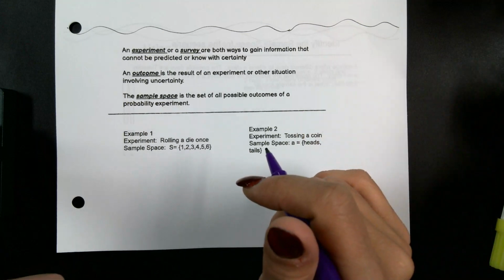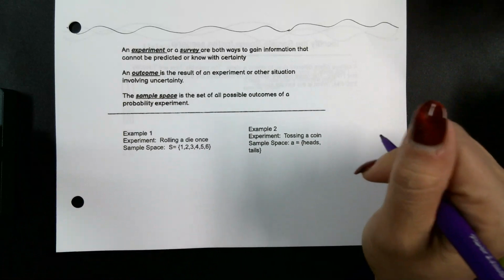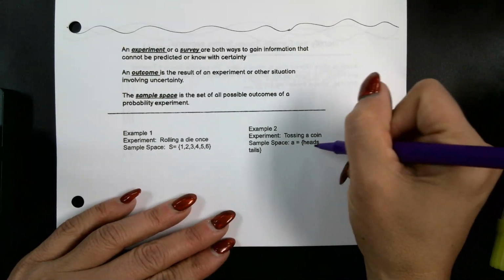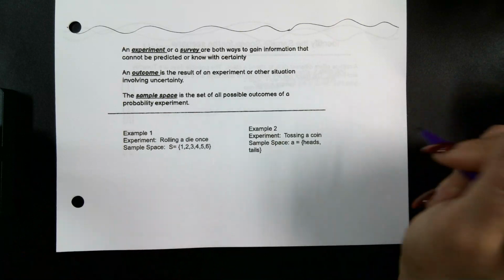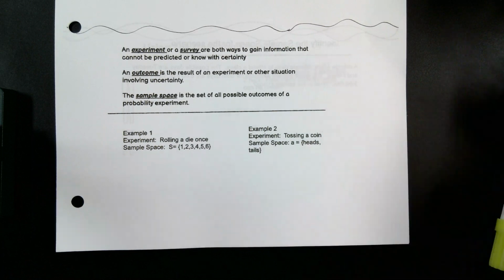Okay? Over here, tossing a coin. What are your only options when you flip a coin? Heads or tails. So the sample space they wrote here is just heads or tails. Okay? Good with that? Because we're going to be doing some sample spaces in just a second. Go ahead and turn the page.